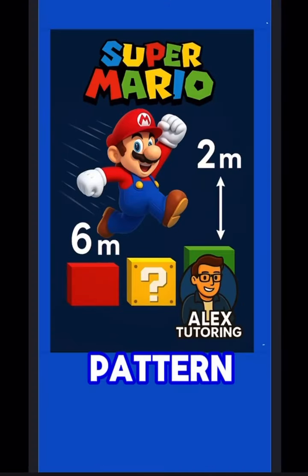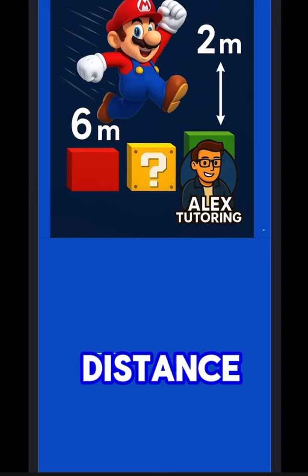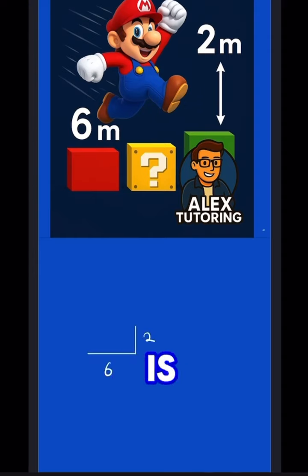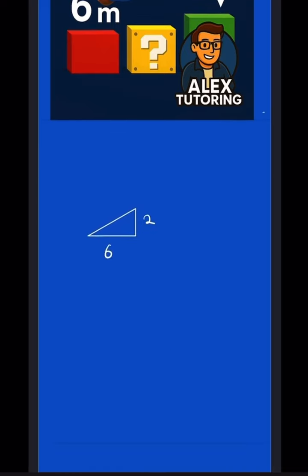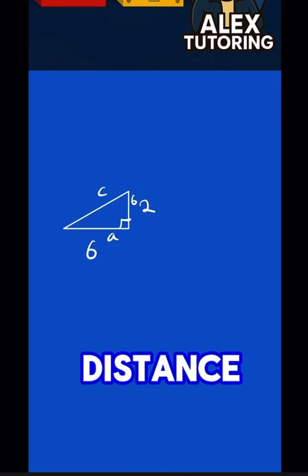Have you noticed this pattern whenever Mario jumps in one of his games? The pattern is he's always jumping along a certain distance, let's say 6, and up another distance, 2. And the game is going to calculate this total distance here, which would be the longest distance. Now, if we're labeling our sides A, B, and C, what would this longest distance be?